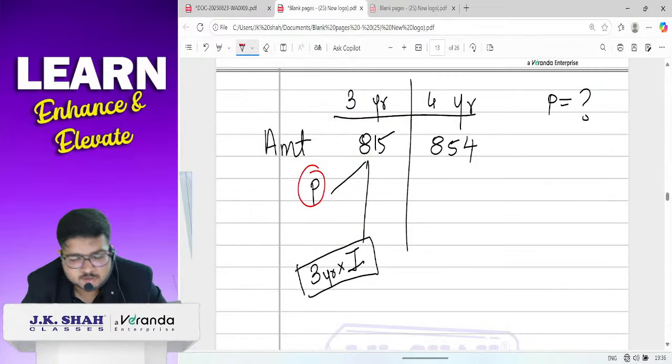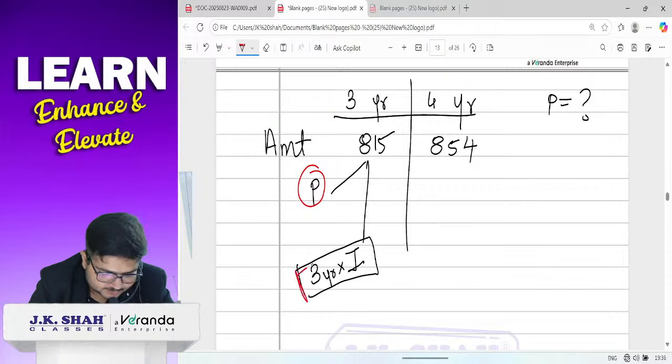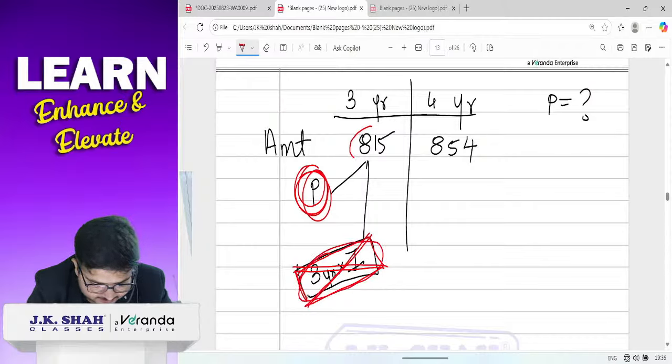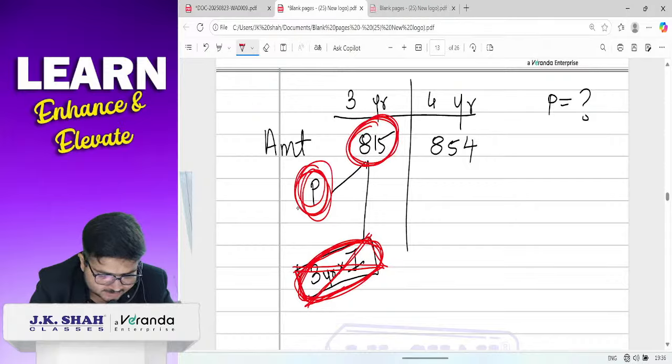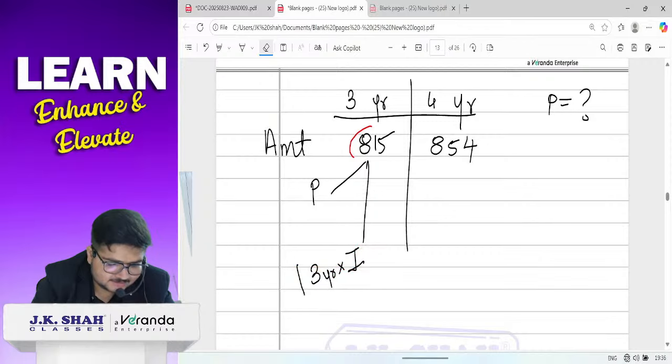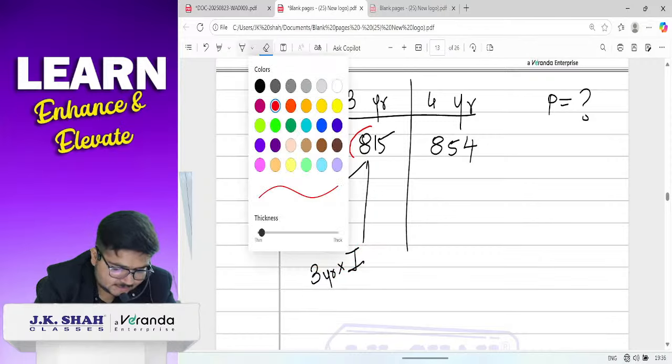So what I will do, I will find out the 3 years' interest and remove it, so whatever remains will be the principal. I will subtract the 3 years' interest from this 815, so whatever is the remainder will be my principal. Sir, how can we calculate the 3 years' interest? There is no mention of interest here. So we have to apply our smartness there. Let us see how we can calculate the 3 years' interest.